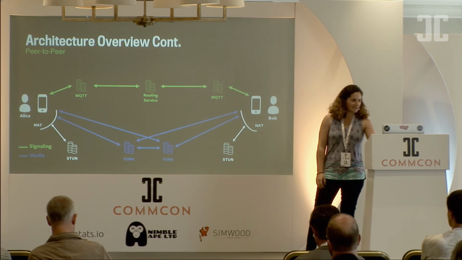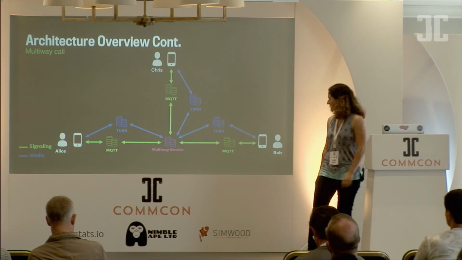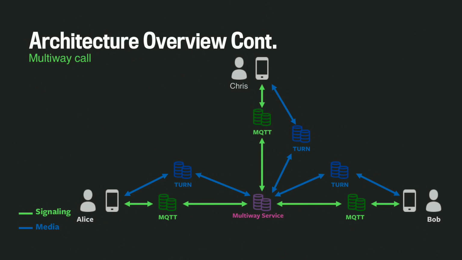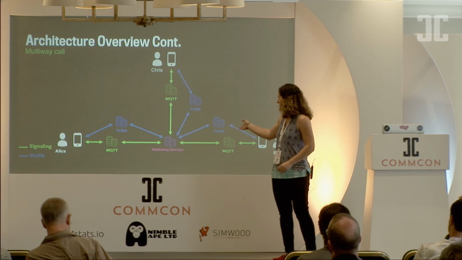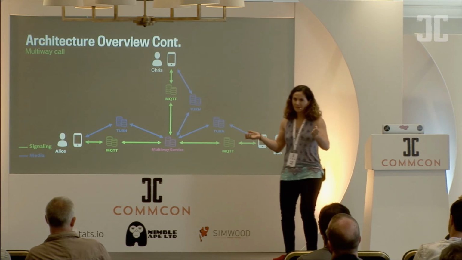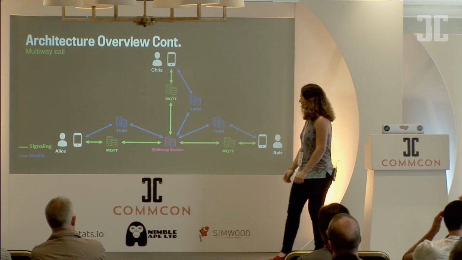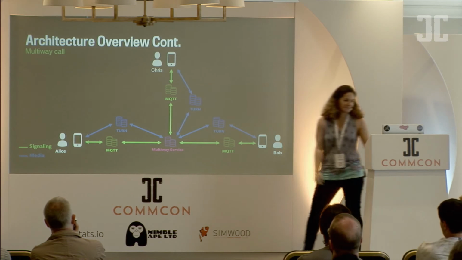So this is the architecture for two-person calls. We are also supporting the scenario of big groups, and for that we are introducing another service, the Multiway service. The Multiway service is basically a routing service and also a media service. Each user can have a media connection with the Multiway service, and the Multiway service will take care of sending the media streams to all other participants.